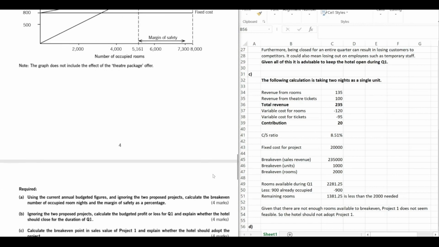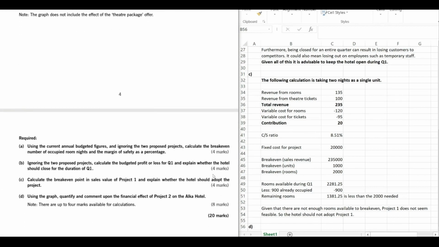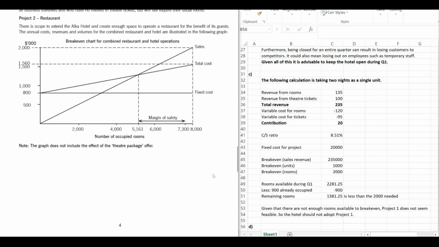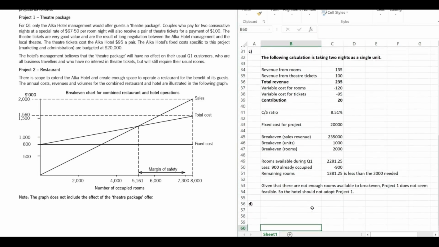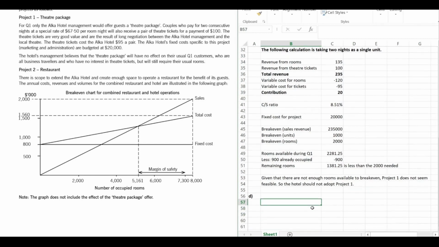Let's just recap on the requirement. It says using the graph, quantify, meaning show numbers, and comment upon the financial effect, and 4 marks for calculations. Okay. So let's break down the graph. You have your margin of safety, you have your fixed cost, variable cost, sales, all of these different things we can analyze. You have your break-even point over here, remember, the 5,161. So let's analyze all those things one by one. Okay, let's start with, let's give some headings so that the analysis looks proper, right? So let's start with sales, okay? And we'll make the heading distinct as always.